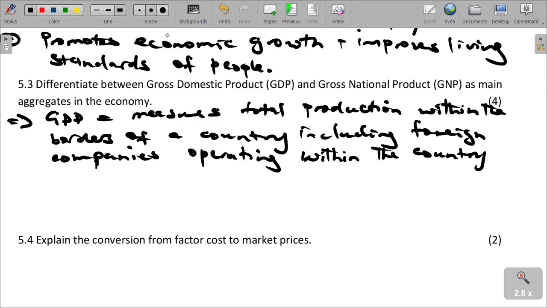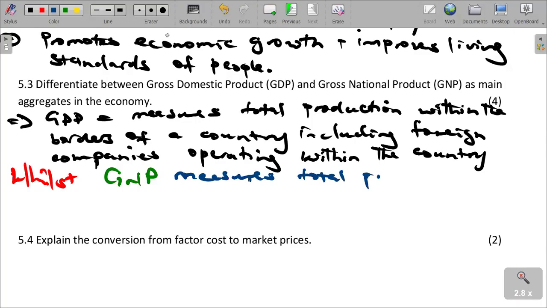Gross national product, what does it do? Gross national product actually measures total production by a country's citizens.